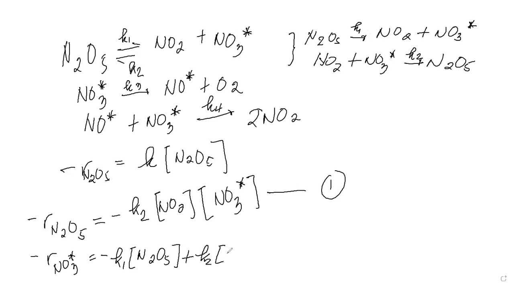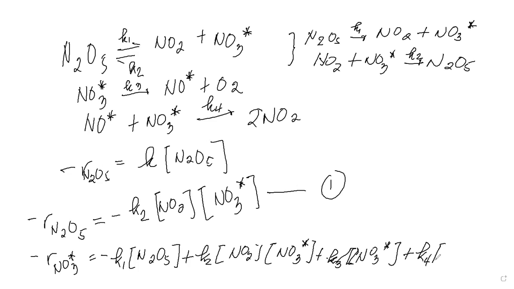In here, it's a reactant, and it's a reactant here, so that would be plus K sub 2, NO2, NO3 asterisk. Okay, I'm always using the reactants. Then, in the third step, it's appearing here, also a reactant, so plus K3, NO3 asterisk, and in here, it's also a reactant. So this would be the fourth term. K sub 4, NO asterisk, NO3 asterisk. Okay? You have that. So you have this.